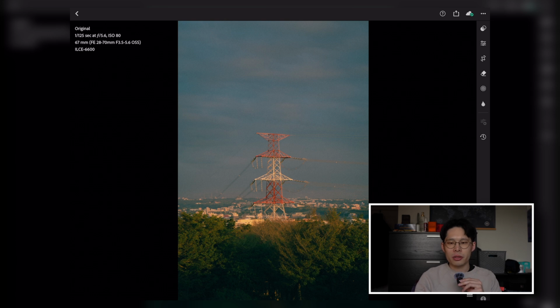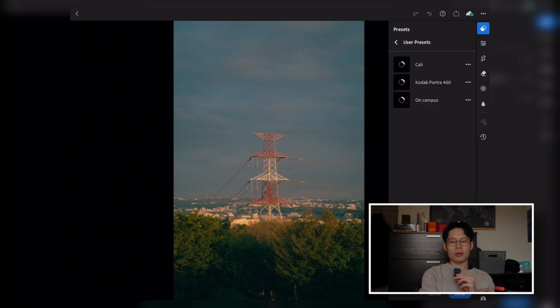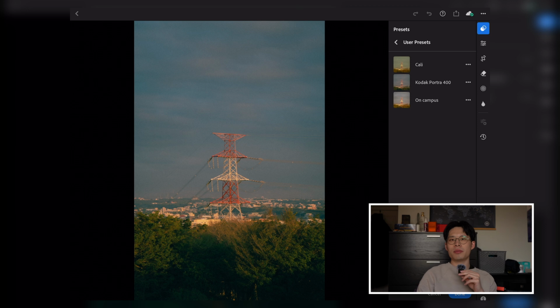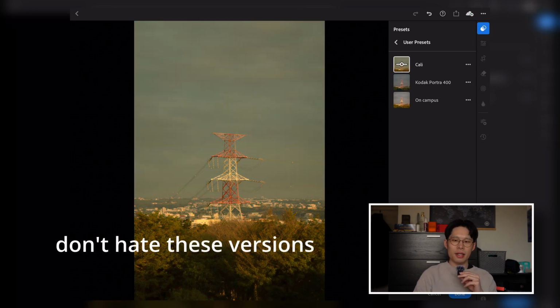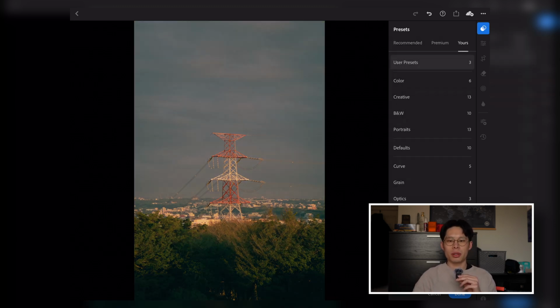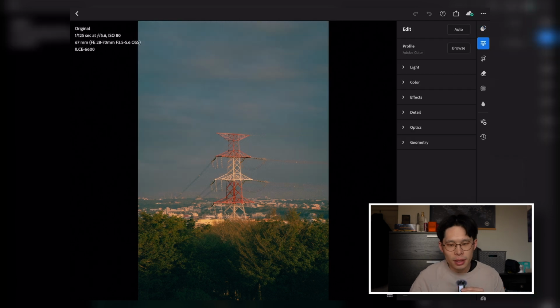This picture was very much a test, because I was testing user presets, and I took this picture around the same time that the Kodak Portra 400 simulation, or the preset on Lightroom, was getting popular. People were sharing it all over TikTok, and people were like, DM me and I'll send you this stuff. And I got it, and I ended up just copying it into mine and then making some minor tweaks after that. But I think it looks pretty good.